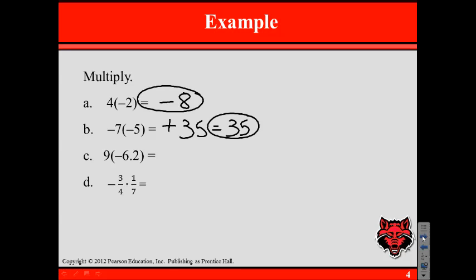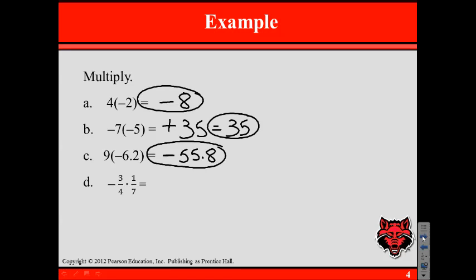For part C, we have a positive 9 and a negative 6.2. Because these numbers have a different sign, the answer will have a negative sign. So 9 times 6.2 is 55.8. So the result, the product, will be negative 55.8.